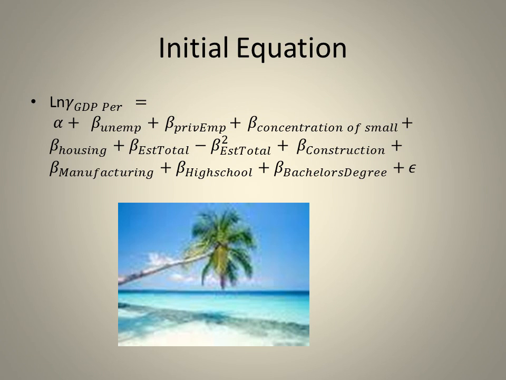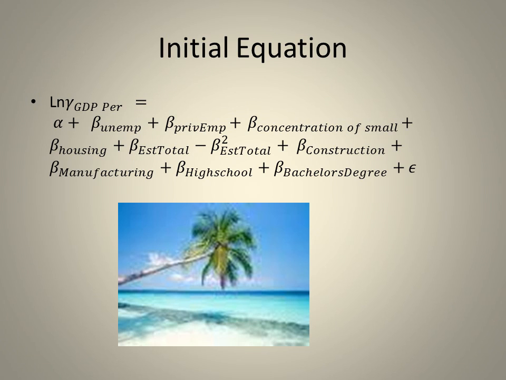My initial equation was the log of GDP per capita, to show that it was a percent change, as a function of the unemployment rate, the percentage of people in private employment, and the concentration of small businesses. We'd see that as the concentration of small businesses grows, this would actually negatively affect GDP per capita, as small businesses usually mean that you're going to have a bigger retail sector, which has the lowest wage jobs.